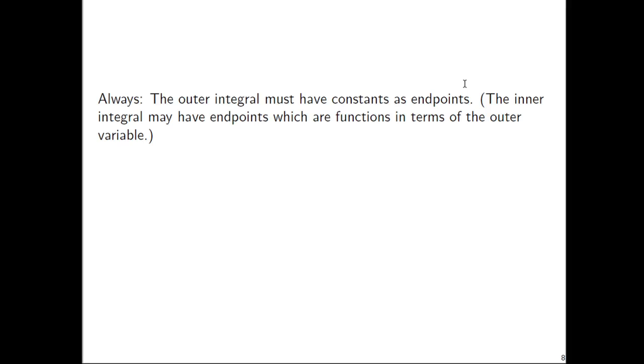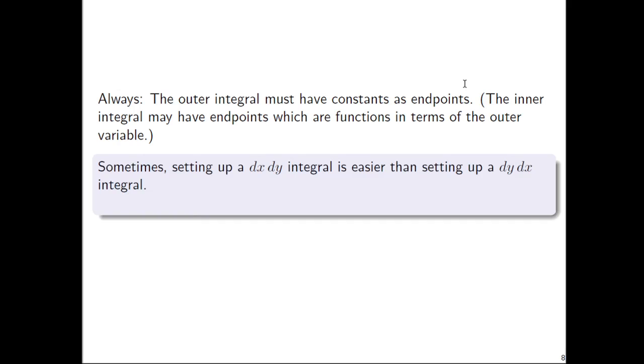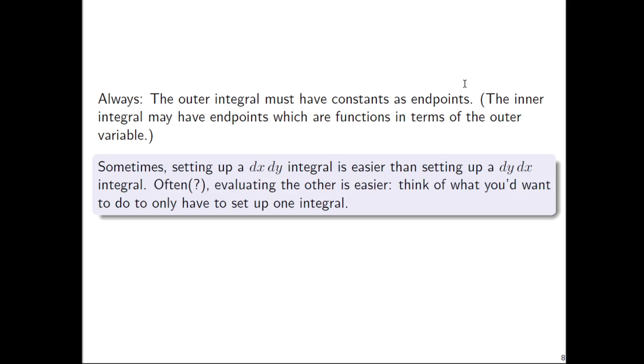Okay, please note, always, always, always, the outer integral must have constants as endpoints. The inner integral can have endpoints which are constants, or they can have functions which are in terms of the outer variable. So sometimes setting up a dx dy is easier than setting up a dy dx. Often, evaluating the other is easier. I don't know if often is always the right word, but sometimes it's a matter of which integral is easier to set up. Sometimes it's a matter of which integral is easier to do.